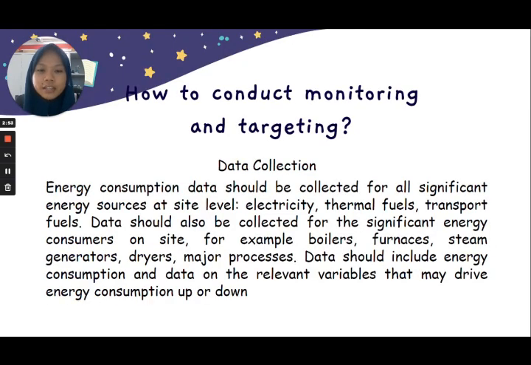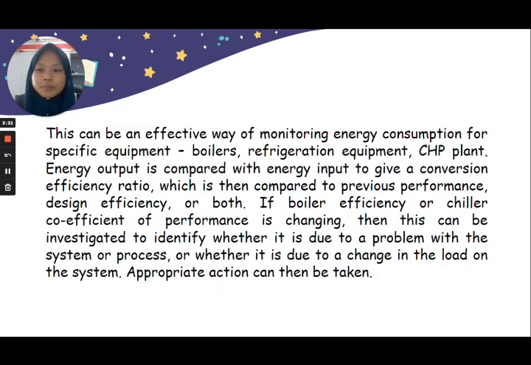How to conduct monitoring and targeting. Data collection. Energy consumption data should be collected for all significant energy sources at site level: electricity, thermal fuel, transport fuels. Data should also be collected for the significant energy consumers on site, for example boiler, furnace, steam generator, dryer, and major processes. Data should include energy consumption and data on the relevant variables that may drive energy consumption up or down. This can be an effective way of monitoring energy consumption for specific equipment: boiler, refrigeration equipment, CHP plant.